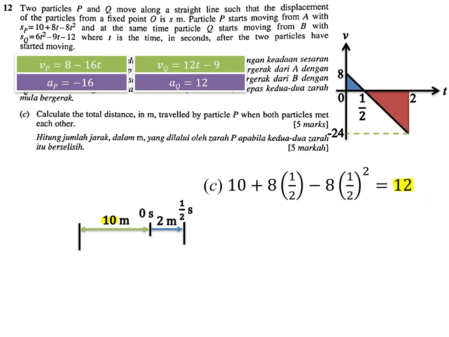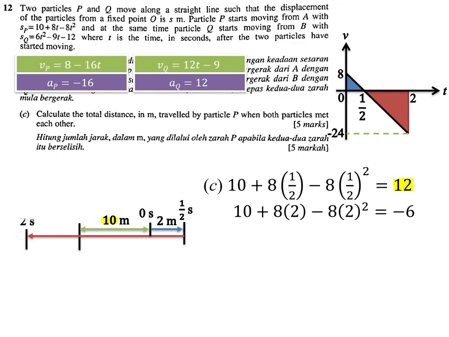After that, the particle will start moving to the left hand side. They will meet each other at 2 seconds. So now we substitute the 2 inside, and then we find out that the displacement will be -6. Both particles are staying at the left hand side of the point O, which is 6 meters from the point O. So can you imagine the movement is moving to the left until a certain part, then stops here. That is the 2 seconds.